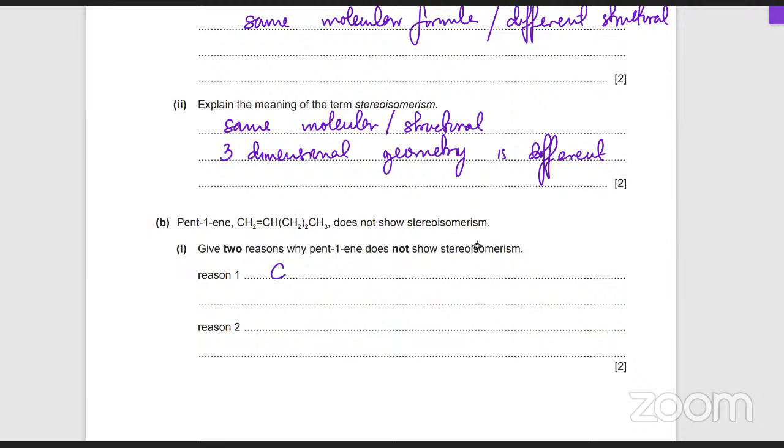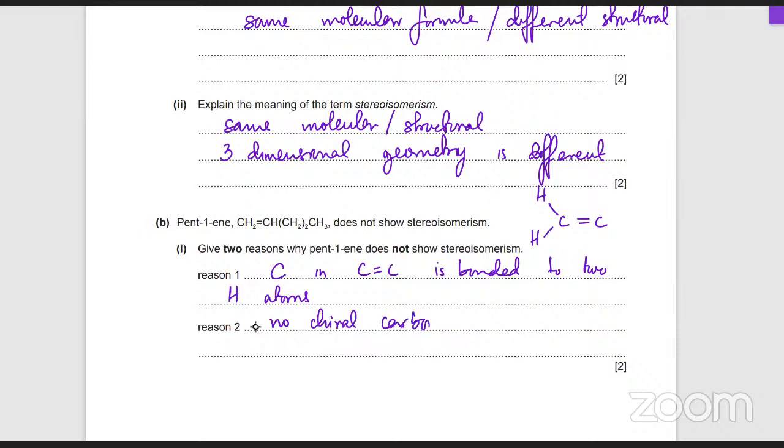ठीक है, one is कि carbon in C=C bond over here is bonded to two H atoms or same groups. So it can't show cis-trans because if the double bond carbon is bonded to two H's, then obviously switching the sides will have absolutely no effect on the arrangement. As a reason number two, chiral optical isomers, no chiral carbon. And what's a chiral carbon? A carbon atom bonded to four different groups.